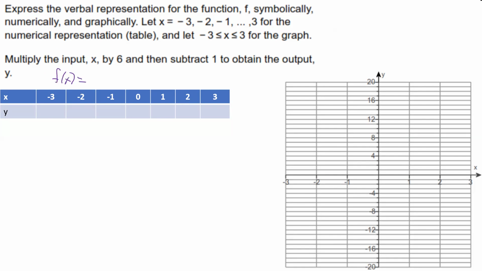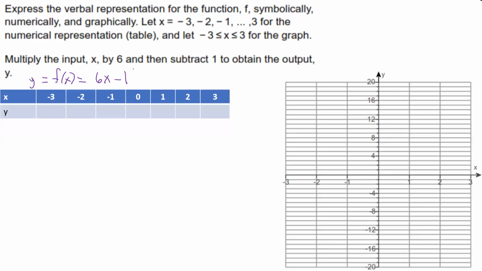Well, we're going to multiply the input x by 6. So we'll have 6 times x, and then we're going to subtract 1. And then that's going to obtain the output of y. So again, this is the same thing. Y equals f of x equals 6x minus 1.